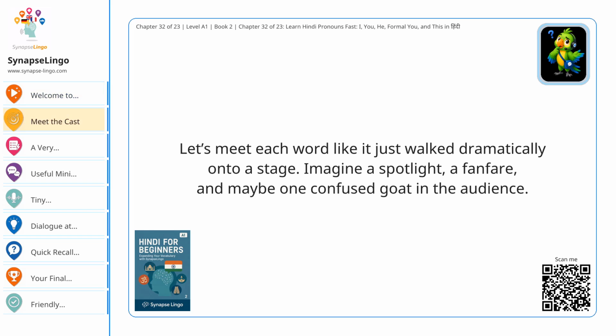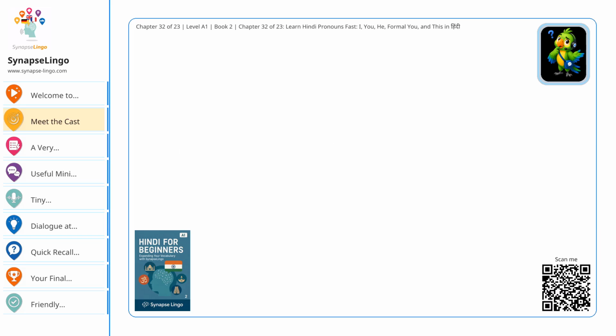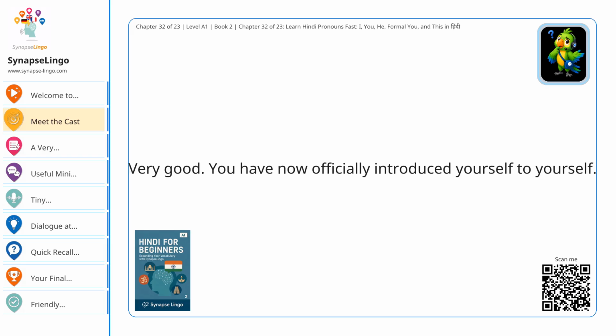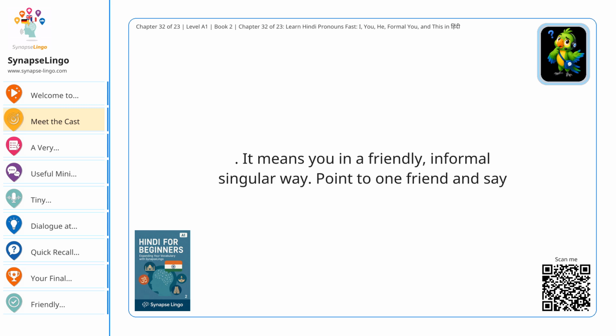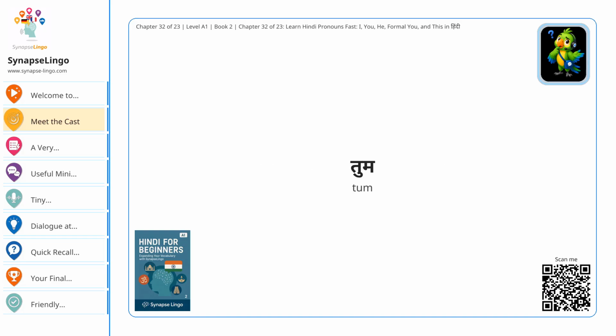Meet the cast. Let's meet each word like it just walked dramatically onto a stage. Imagine a spotlight, a fanfare, and maybe one confused goat in the audience. First enters मैं. It means I. Point to yourself and say, मैं, very good. You have now officially introduced yourself to yourself. Next comes तुम. It means you in a friendly, informal singular way. Point to one friend and say, तुम, try not to poke them in the eye.